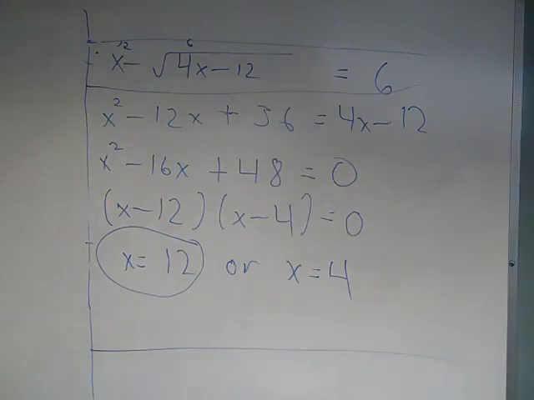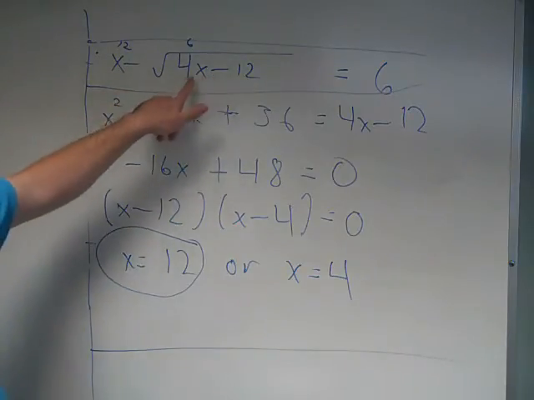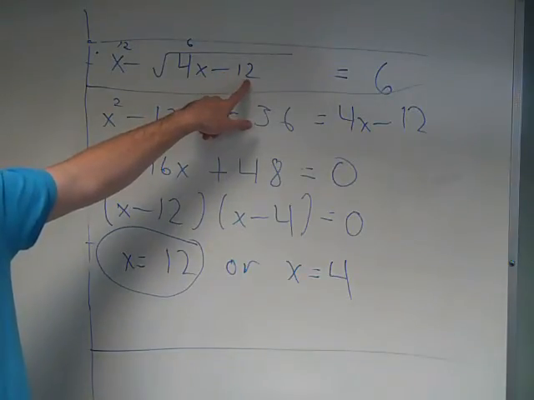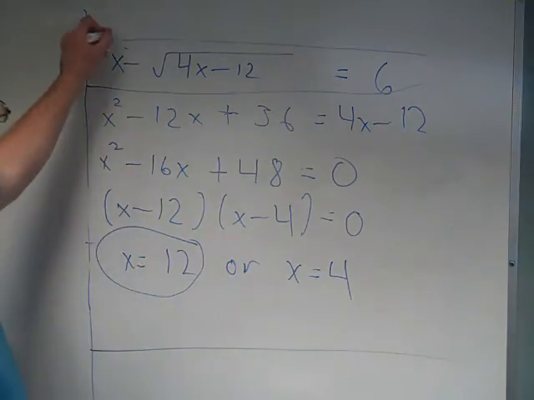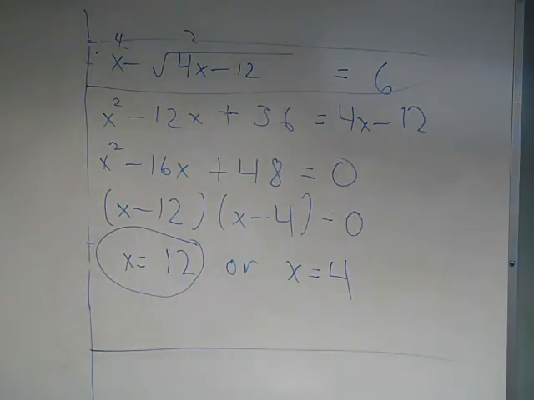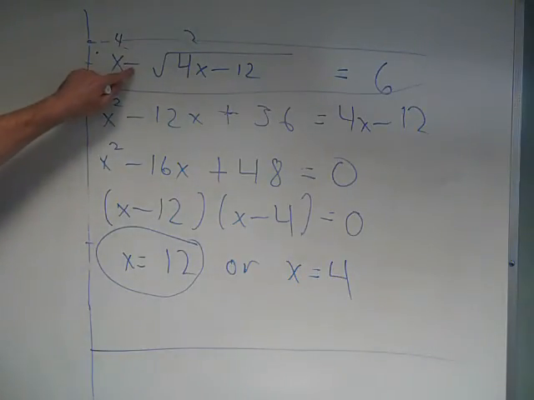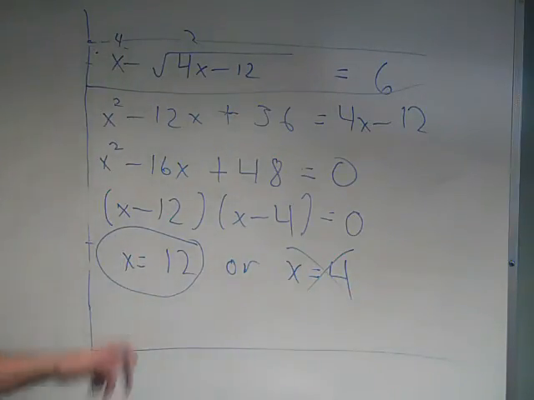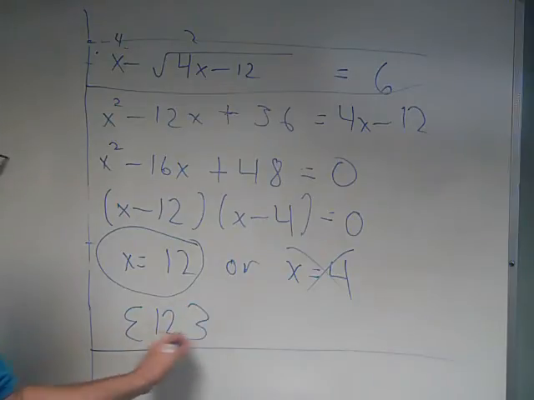Now let's try 4. If you plug 4 in here, that's just 4. 4 minus radical. Now 4 times 4 is 16. 16 minus 12 is 4. And radical 4 is 2. So that was a 4, that turns out to be a 2. But 4 minus 2 is not 6. We needed a plus here, and that's not allowing the turnover. So we have to unfortunately discard 4. So x equals 12 is our sole solution, our only solution. And hence our solution set is just a set that contains the single element 12.